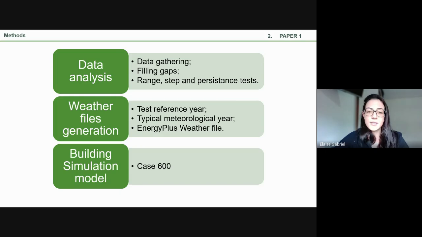So after the TRY and the TMY were generated, we used the spreadsheets from the Federal University of Viçosa to calculate the solar radiation data. And then we compared the 2 files. We compiled the 2 files into comma-separated value format to generate an EPW file. And to compare these 2 files with the previous files that we already had for the city, we did a building simulation considering the K600 from ASHRAE.